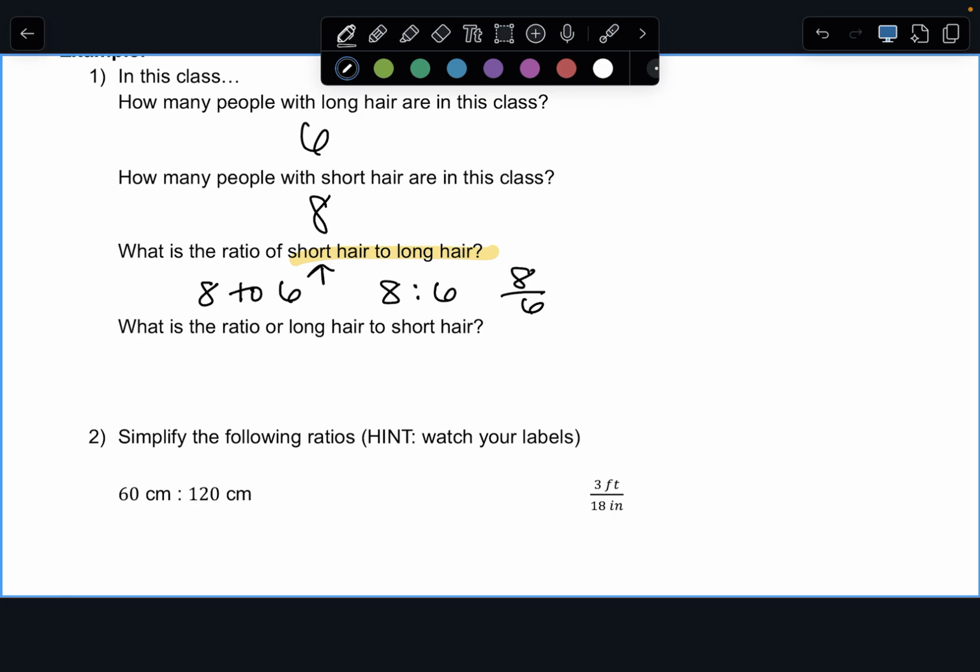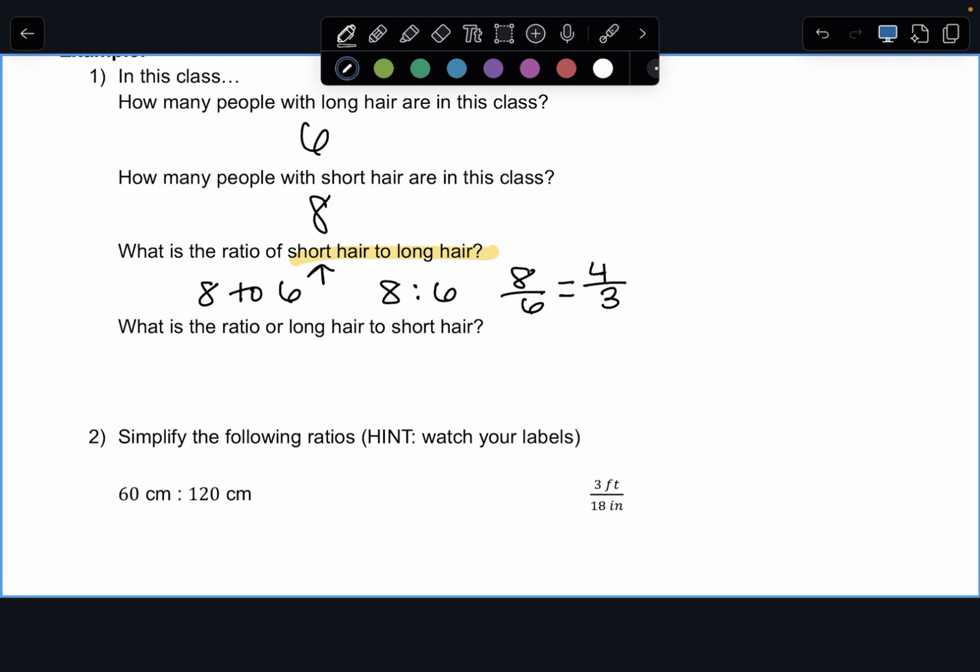If I wanted to simplify that fraction, what could I divide 8 and 6 by? 2. So divide both of those by 2, you get 4 over 3. So we can also simplify ratios a little bit.